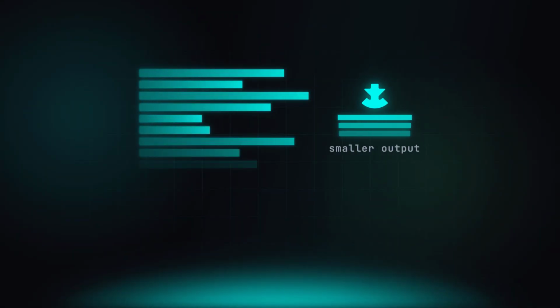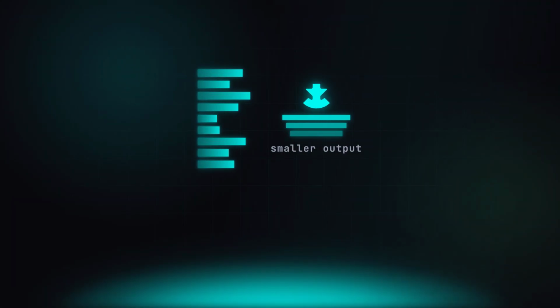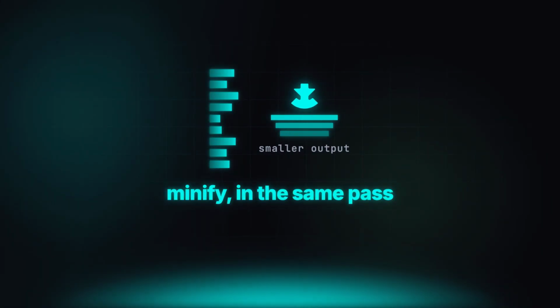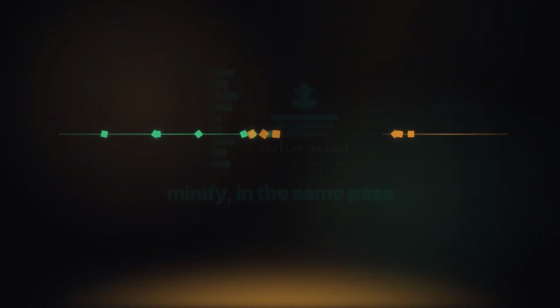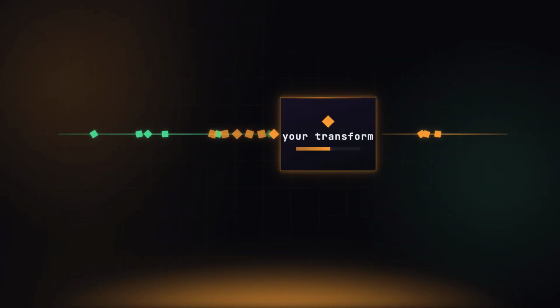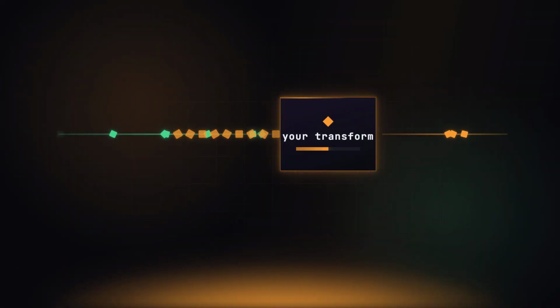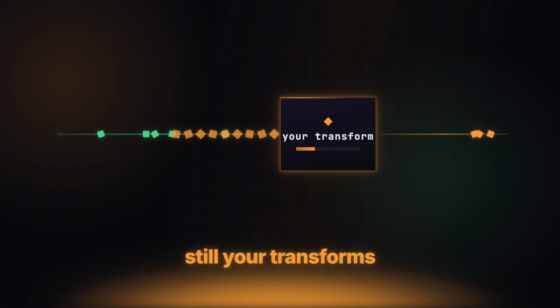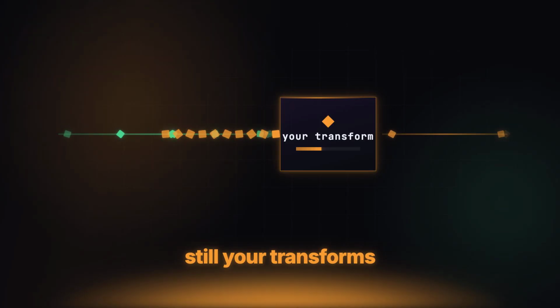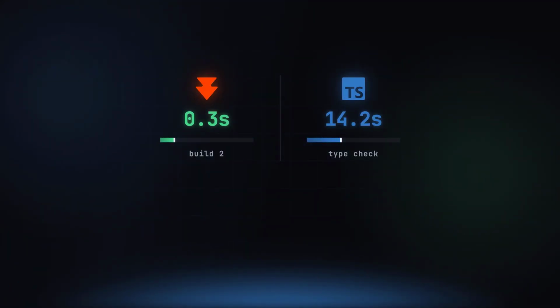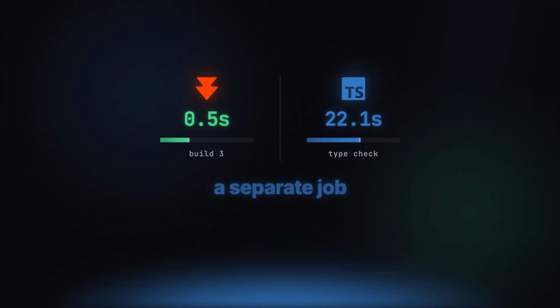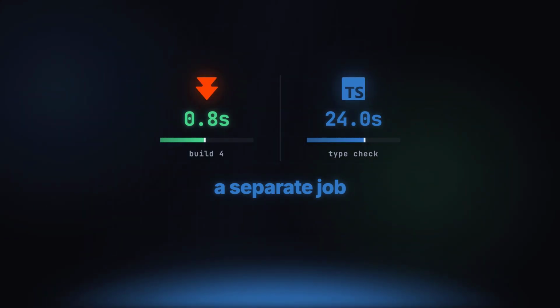Minifying got quicker too because it stopped being a second tool that reads your whole bundle again from scratch. It is one pass now. What did not get faster is your own code. A slow custom transform is still a slow custom transform in the same place. Type checking is not part of any of this. That is a separate job, running on its own clock, and it did not move at all.